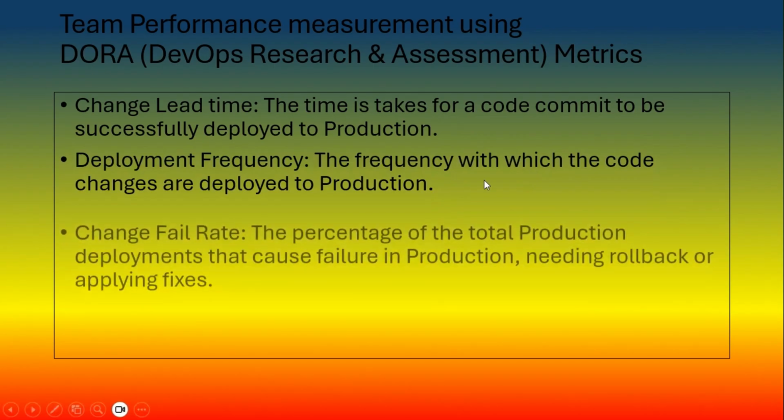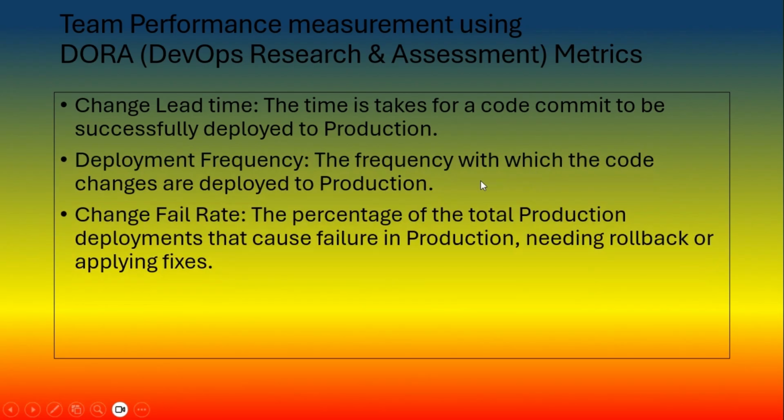And the third one was change fail rate. This was more about safety, ensuring that the team doesn't push changes that fail in production. The change fail rate is the percentage of total production changes that fail and then need rollback or need applying hot fixes.